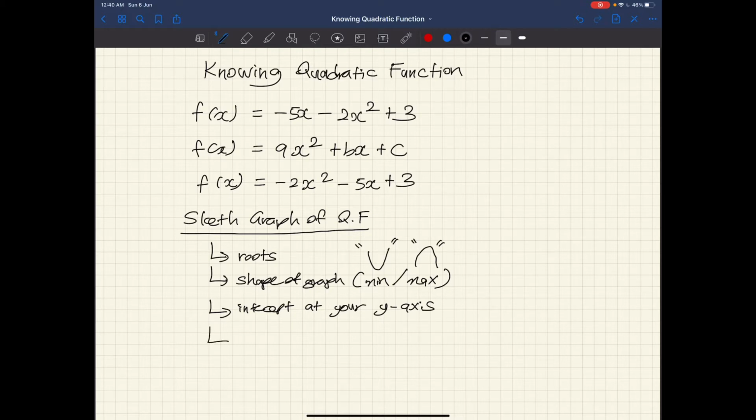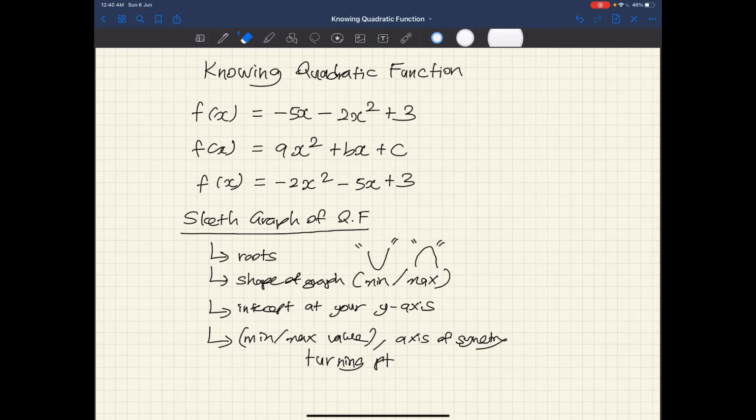And also, last but not least, your minimum or maximum value, so I put a slash, it will be either one, and also your axis of symmetry. So this is going to be located at the turning point of your graph. In the class I'll go through everything.